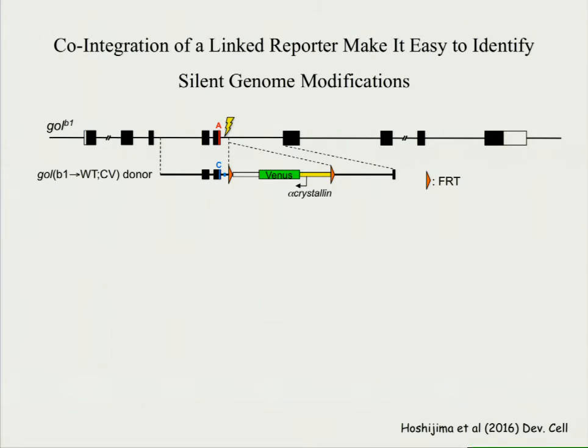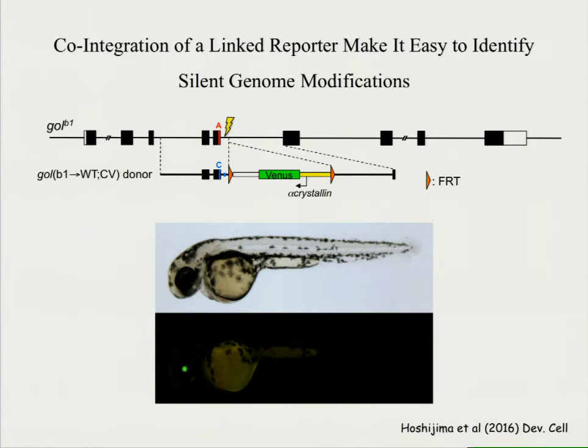With this donor, we could actually recover fully pigmented embryos expressing the Venus in the lens. I don't show the data, but we have confirmed this embryo has a copy of the donor sequence accurately integrated into the golden locus.